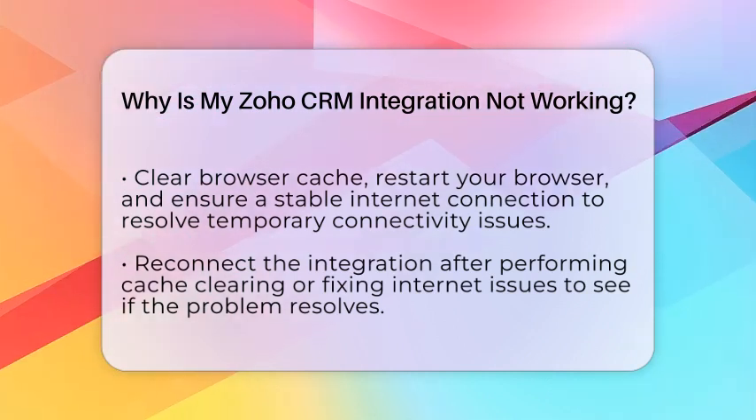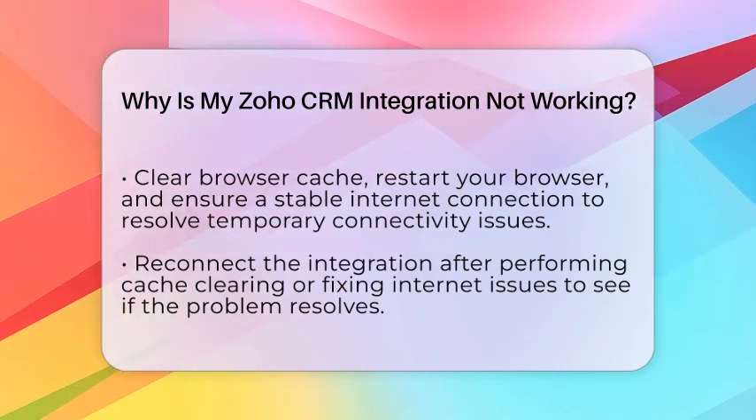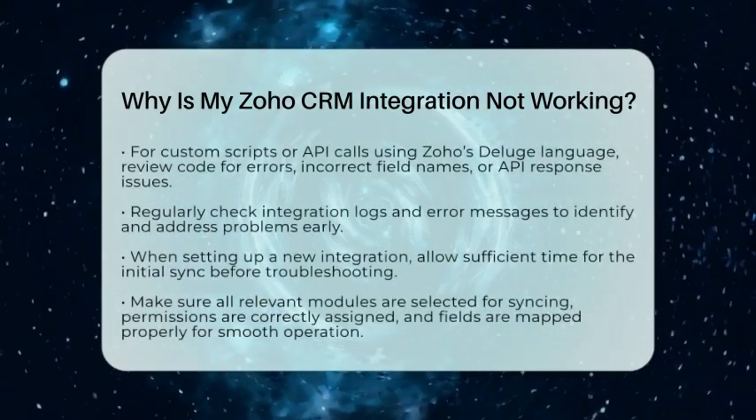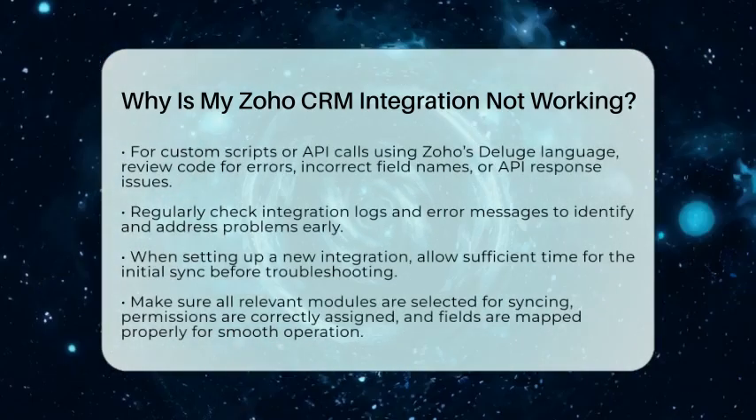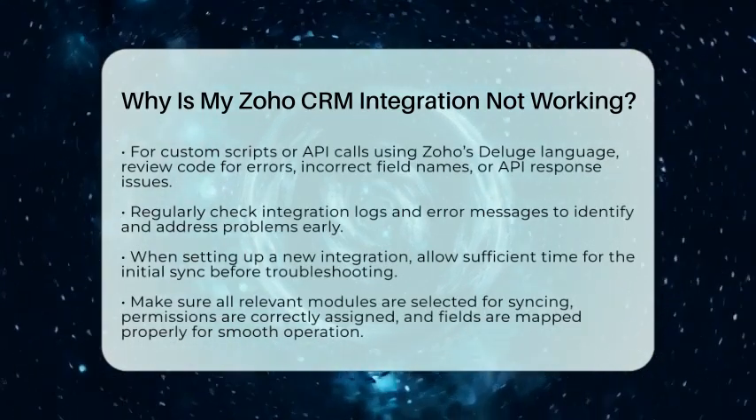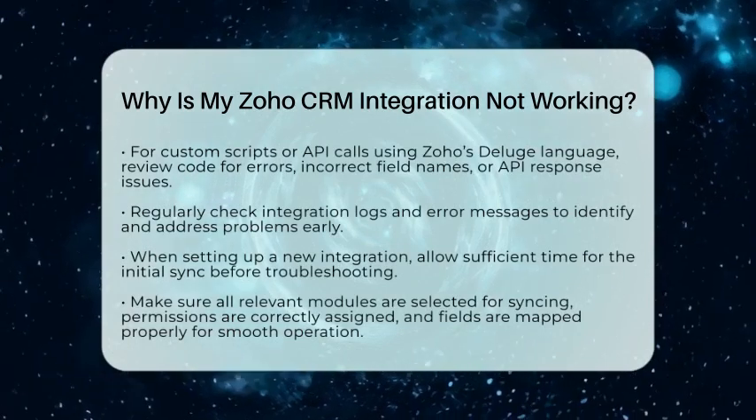For custom integrations or using Zoho's scripting language called Deluge, errors in your code or API calls can block data flow. Review your scripts carefully, check field names, and look at API responses to identify mistakes.